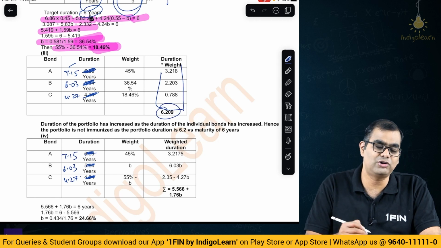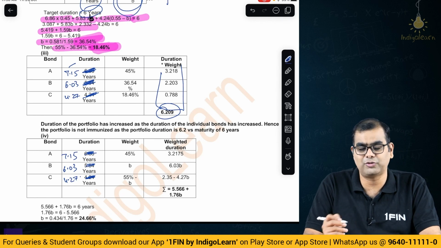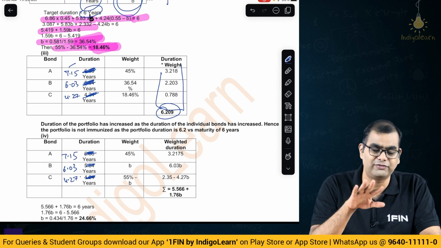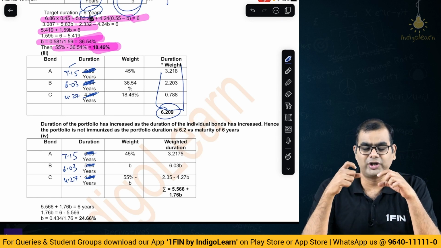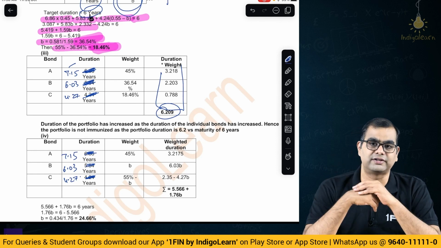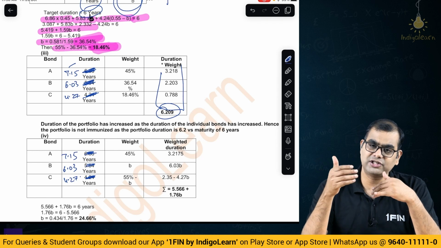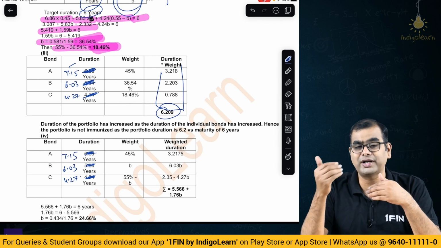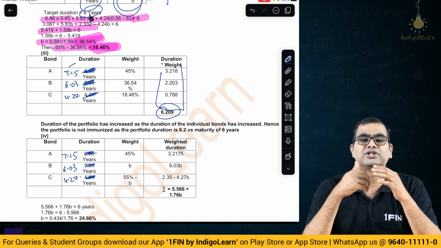Now, this 6.20 is greater than your 6, right? So, is the portfolio immunized? Portfolio is not immunized. Now, one aspect that all of you have to remember from a practical, real life perspective is, this duration will change whenever there is a change in interest rate. Exactly what we have seen in this case. So, if interest rates are continuously changing, it means that you have to be continuously changing the weights of the bonds in the portfolio such that the duration is matching.